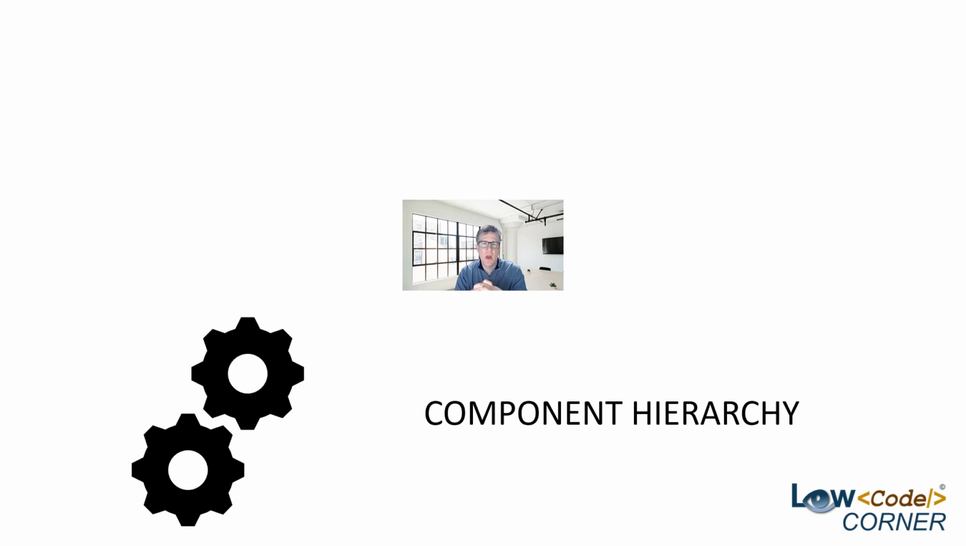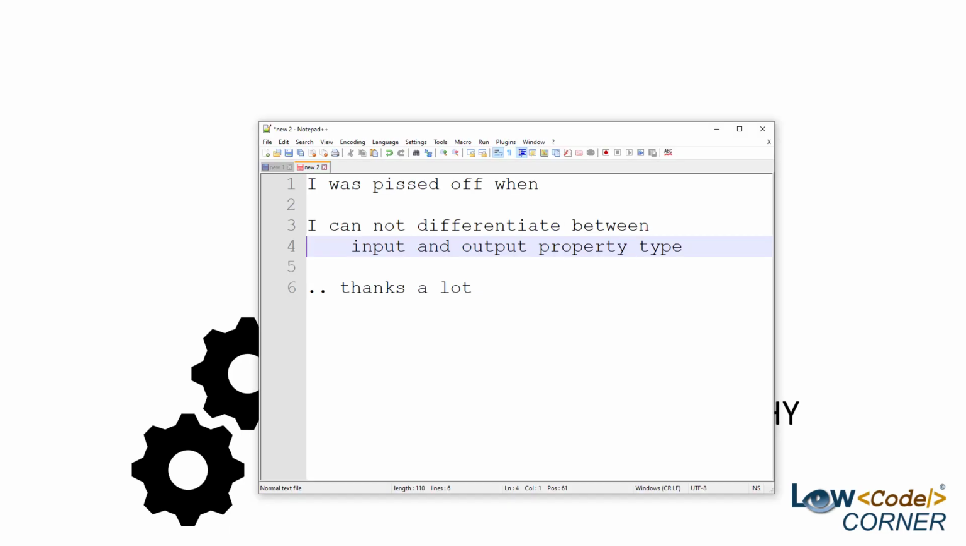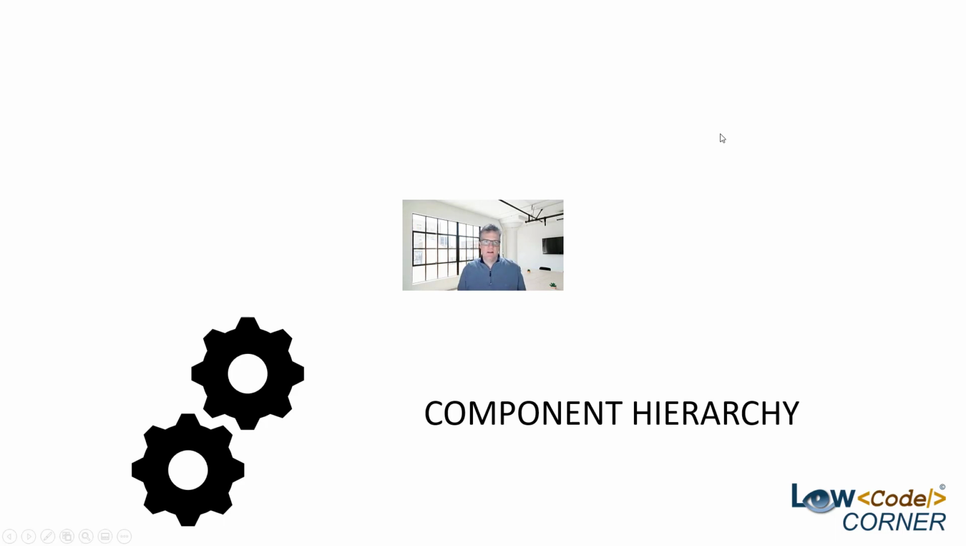Now some of you are having a love-hate relationship with them. When I say them, we're talking about components, right? And so here's a recent YouTube comment that I got from somebody. Let me bring this up on screen here. It says, "I was pissed off when I could not differentiate the difference between input and output property types. Thanks a lot." And so that's just a repeat of the frustration that I hear from people out there regarding components and the Power Platform and how to get their heads around it.